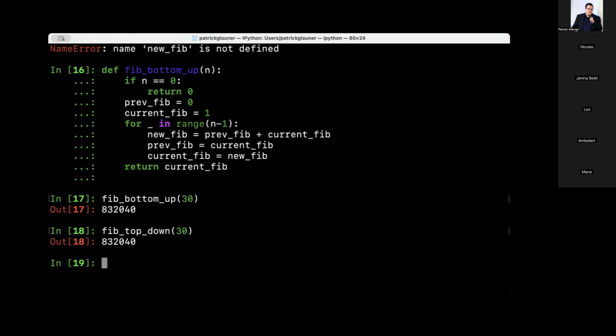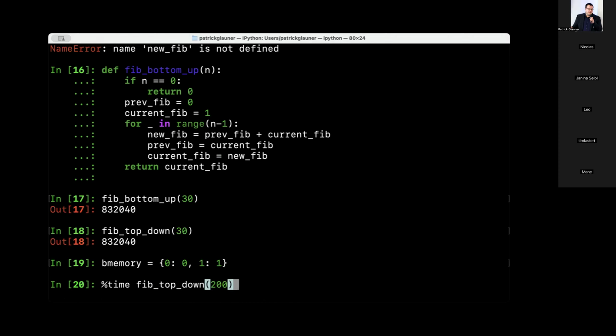And so they give us the same result. We can do a test and see which one runs faster. What do you think, which one runs faster? We will reset the memory, and we will run this. Let's start with the top down for very large, let's say 200. What do you think, which one runs faster?